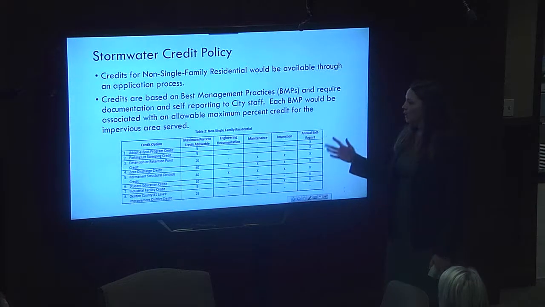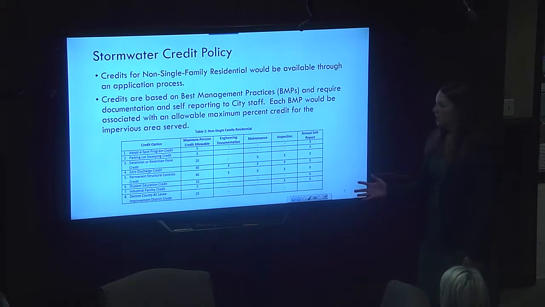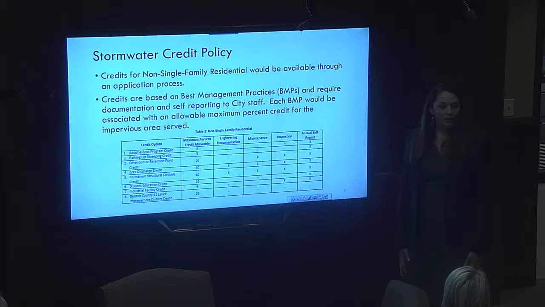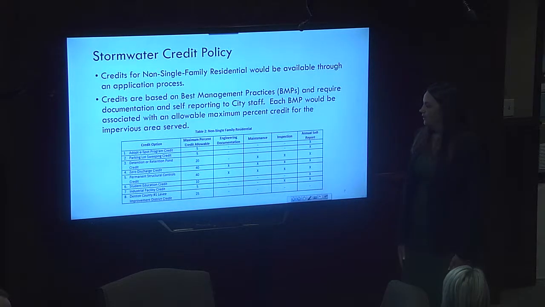Of the 8 options, some of them are simple, such as the Adopt-a-Spot program or parking lot sweeping. We also have some more permanent structures, including detention or retention pond, zero discharge, and permanent structural controls. These really focus on improving water quality and reducing water quantity. Additionally, we've got student education and industrial facility, as well as that Denton County Levy Improvement District credit.